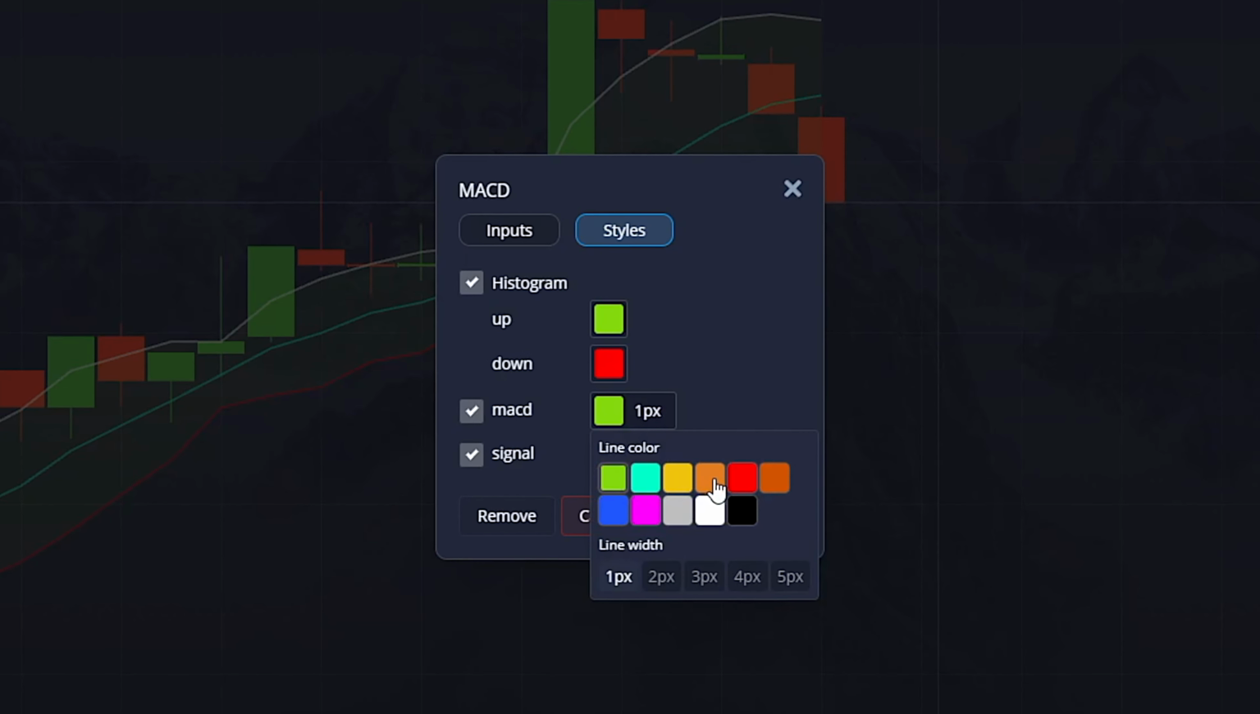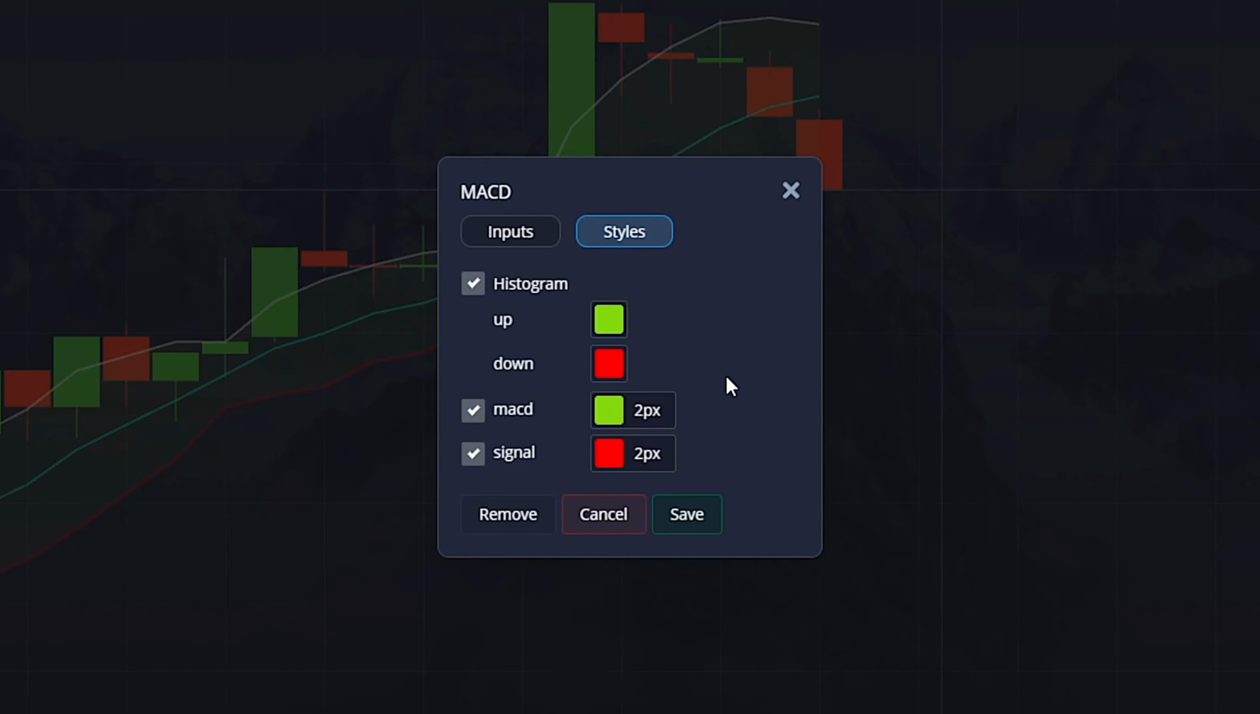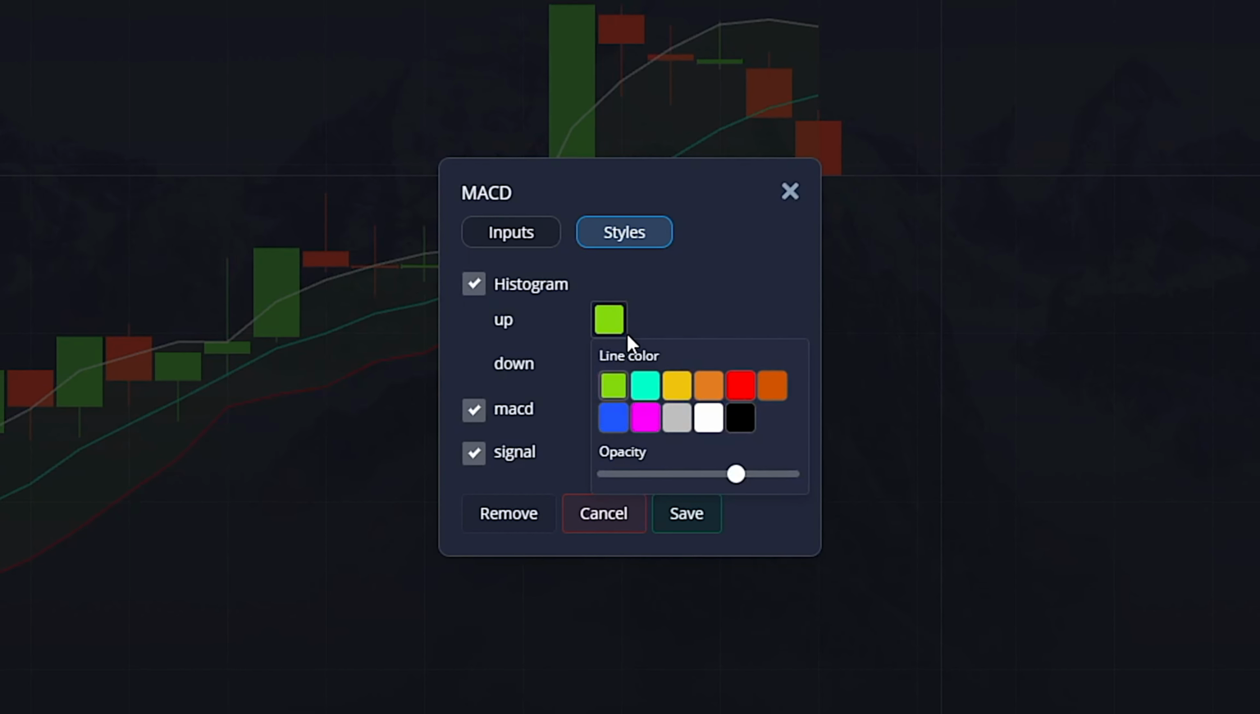Now, the MACD. We're thickening the lines and tweaking the histogram colors. Make the up pink and the down green. Now why? I break it all down on my Telegram channel.